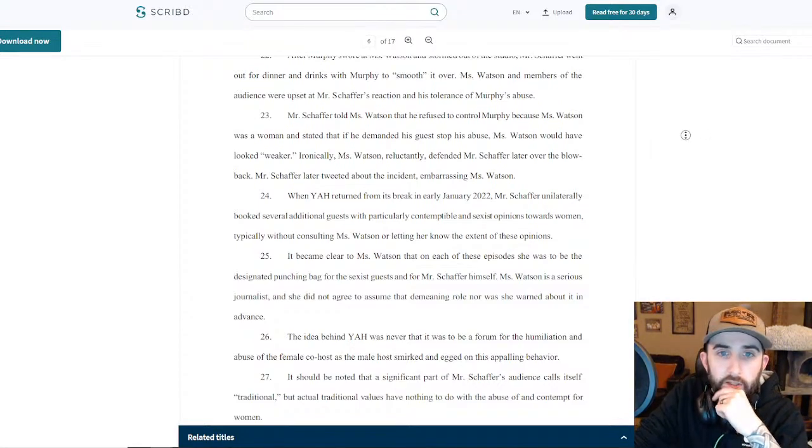Mr. Schaefer told Miss Watson that he refused to control Murphy because Miss Watson was a woman and stated that if he demanded his guest stop his abuse, Miss Watson would have looked weaker.